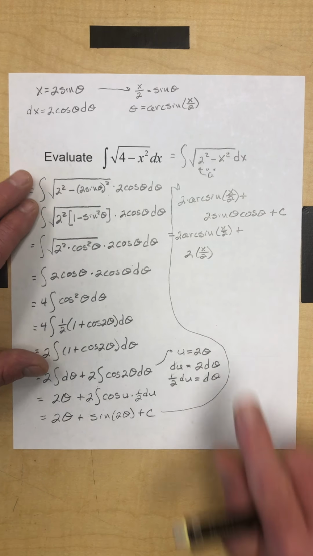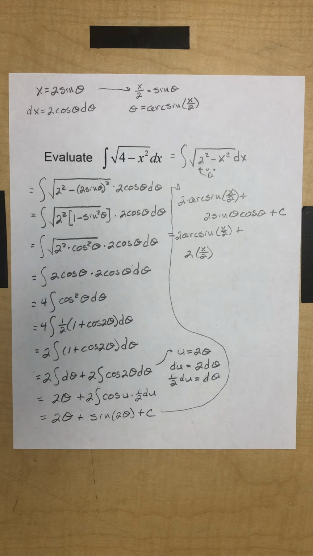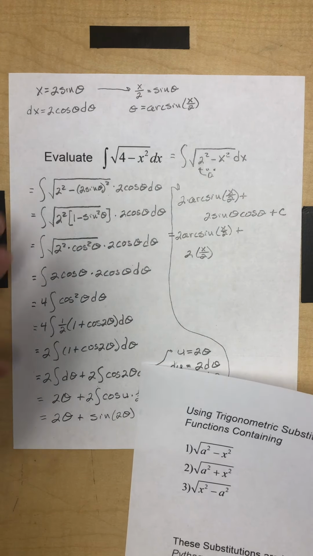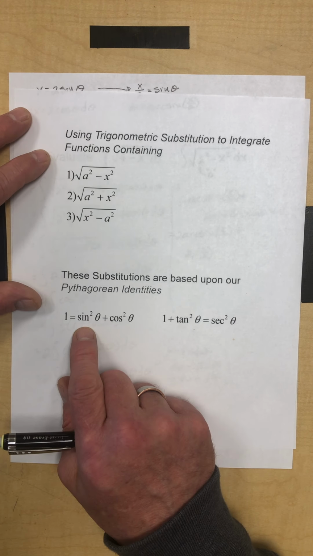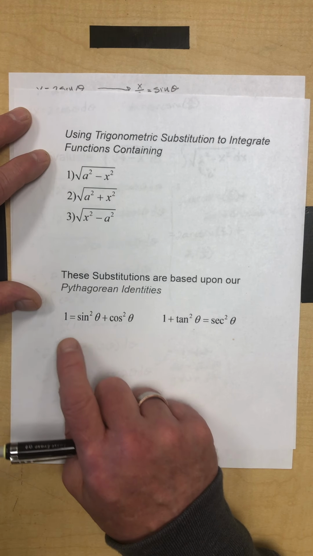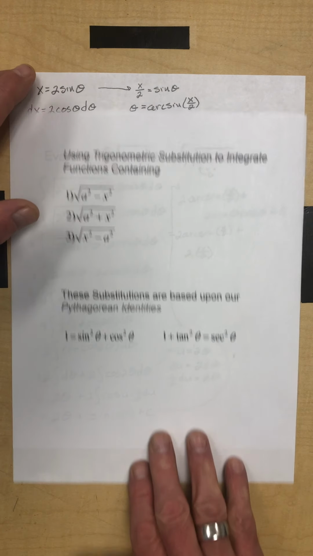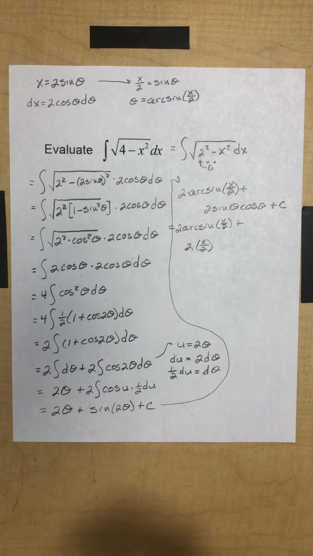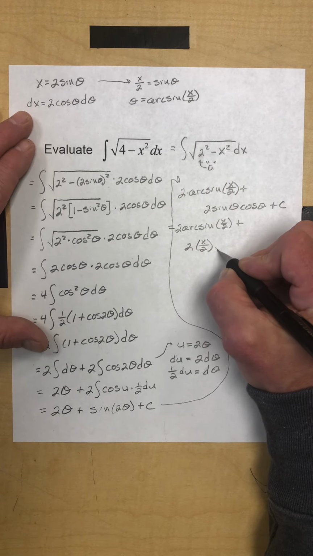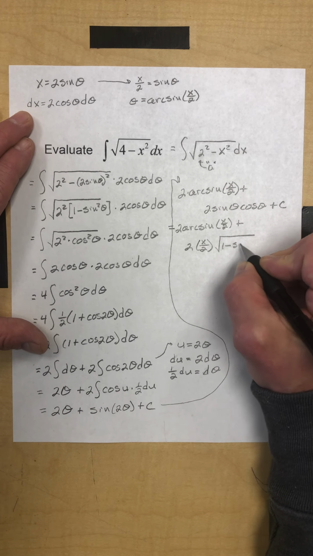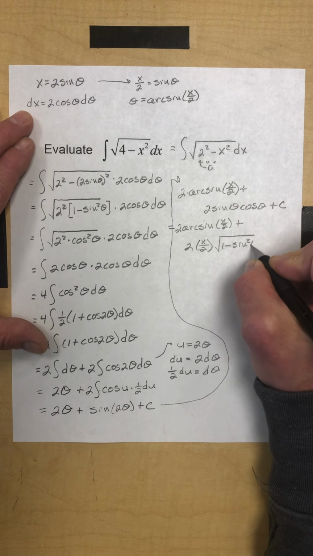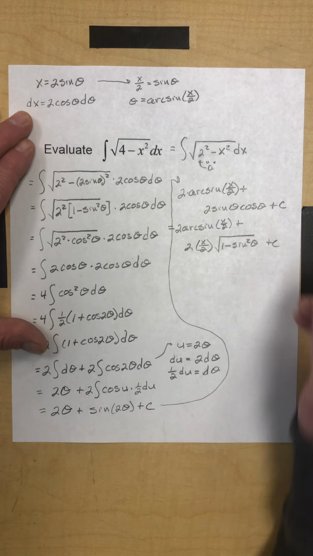Pythagorean identities. So going back here, this is one where you know off the top of your head, I need cosine of theta. So why not subtract sine squared theta from both sides and then take the square root? So cosine theta would be the square root of 1 minus sine squared theta, plus that's c.